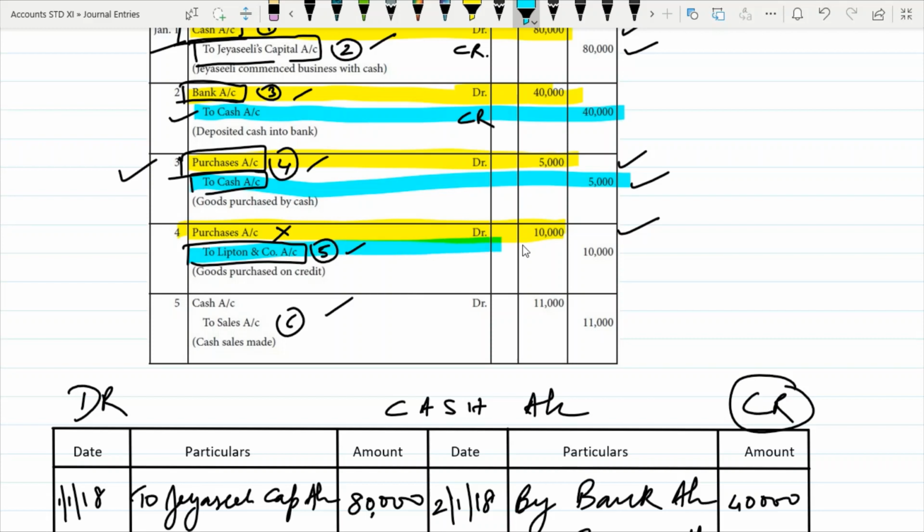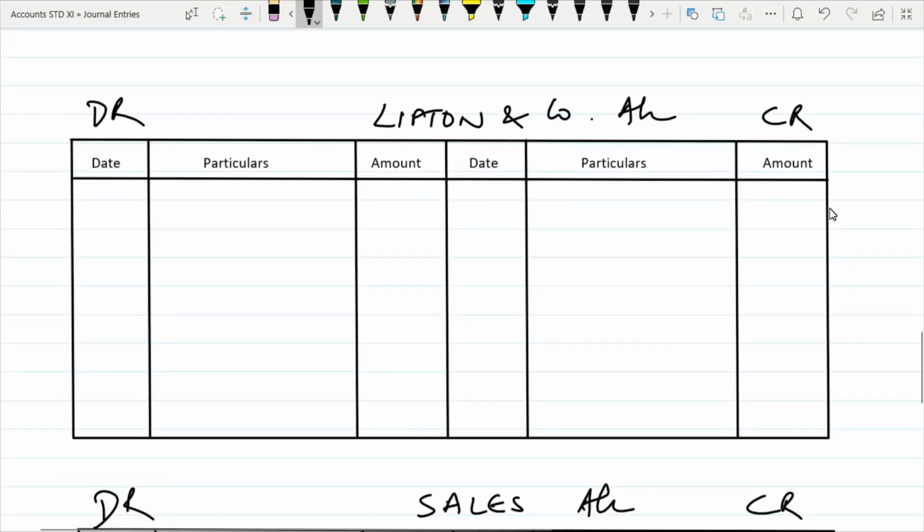Now look at only this part. See, this is credit, correct? So now when we are recording in Lipton and Company, it will be in the credit side. So we'll go to Lipton and Company, credit side. It is credited by 10,000.